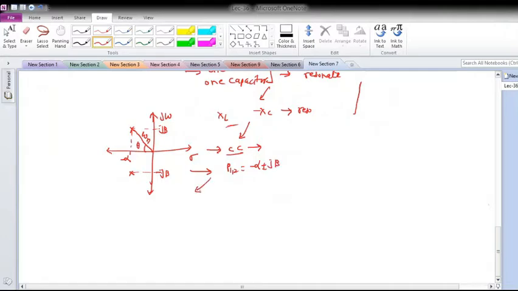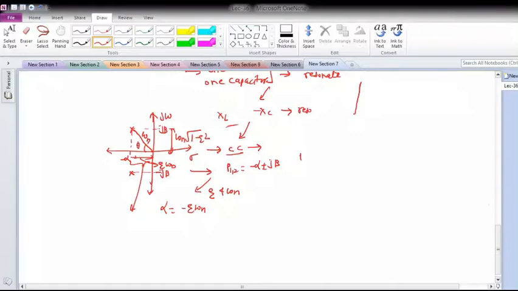Now my aim is to express these roots in terms of zeta and omega n, which we have also seen during the pole locations of the second order circuit. So what is this part in terms of zeta and omega n? Alpha will be minus zeta omega n, so this is your zeta omega n, and this part will be omega n square root of 1 minus zeta square. Zeta is the damping factor and omega n is the undamped natural frequency.